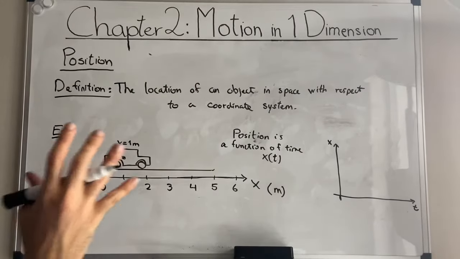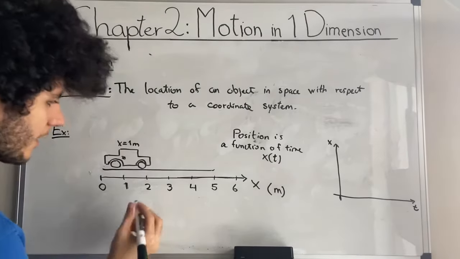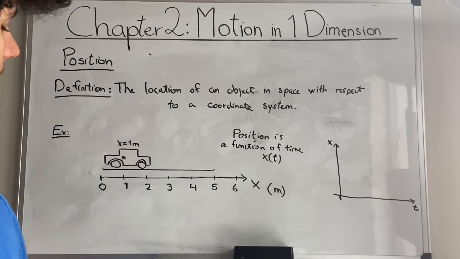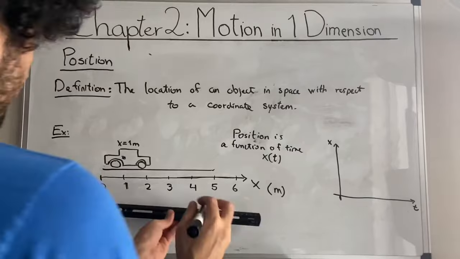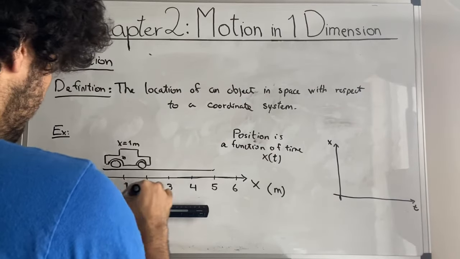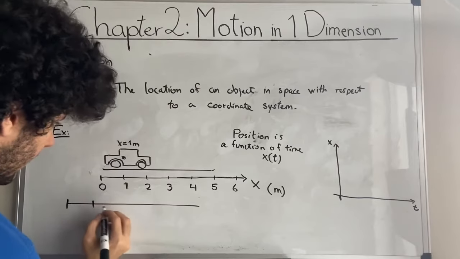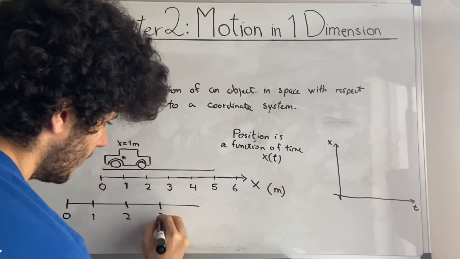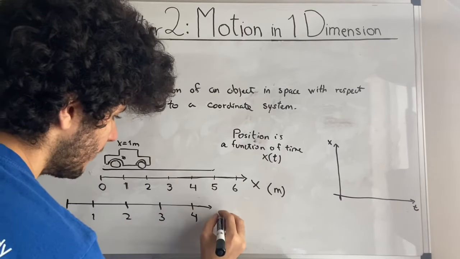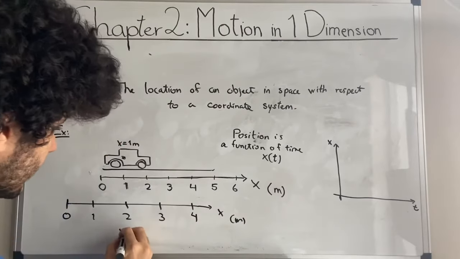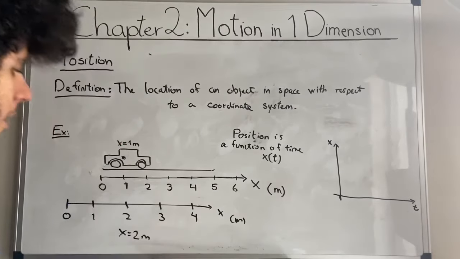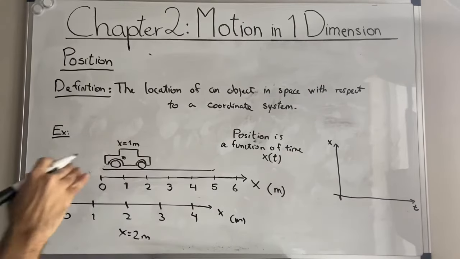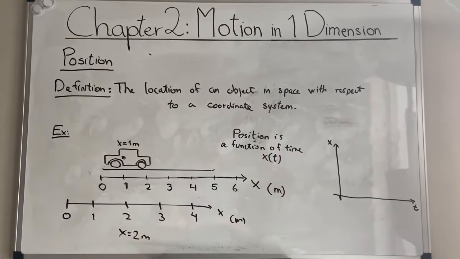Before we go into that, one final point I forgot to make was that our coordinate system can be whatever we want it to be. It doesn't need to be exactly this. We could create a new coordinate system where we have 0, 1, 2, 3, 4. If you take a look at this coordinate system, x is actually equal to 2 meters. And so you see, everything is relative to the coordinate system. It depends on what the axes are of the situation.